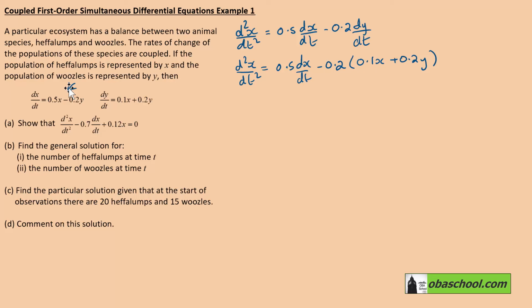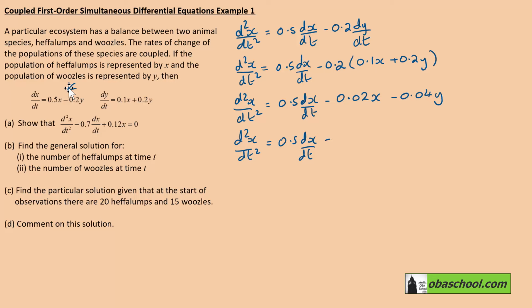And so that gives me d²x/dt² is 0.5 dx/dt, take away 0.02x, take away 0.04y. d²x/dt² then is 0.5 dx/dt, take away 0.02x, take away 0.04y.